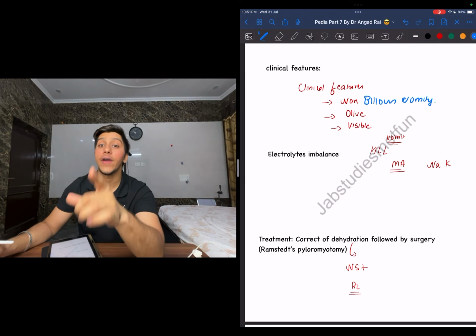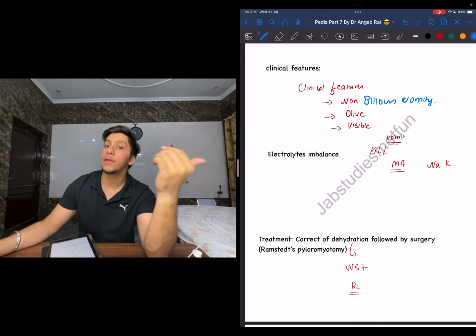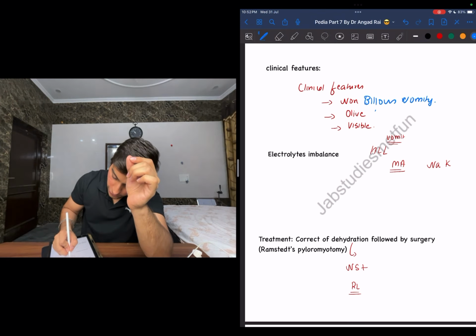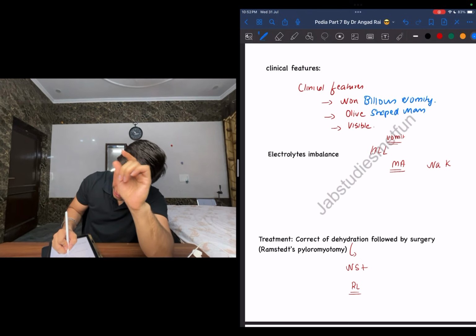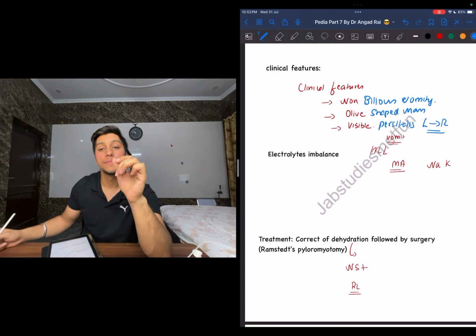The differentiating factor in this condition, like in duodenal atresia, another condition, right? There you will have bilious vomiting. Over here you have non-bilious vomiting. You will have an olive-shaped mass, and you will have visible peristalsis moving from left to right.